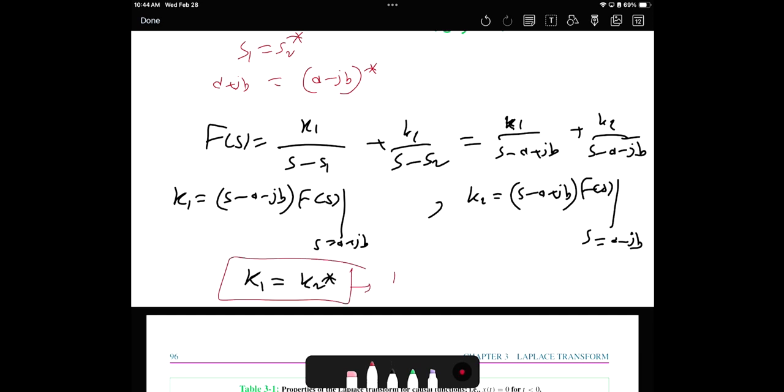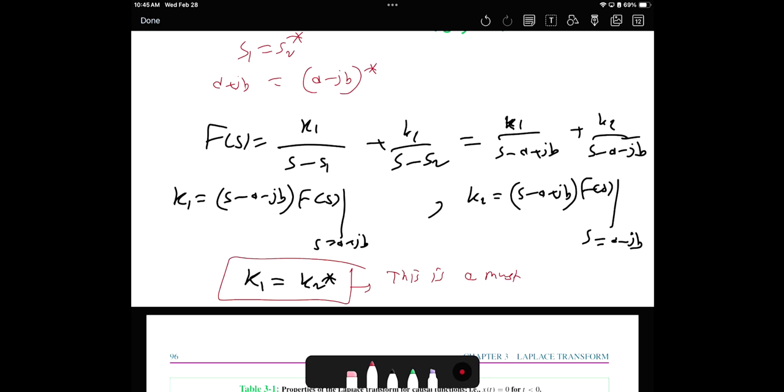This is a must. When you do your answer, you can check it: is K1 the same as K2 conjugate? If yes, then that's correct. In other words, you don't need to calculate K2. You can calculate K1 and say K2 will be K1 conjugate. So you can calculate one constant and find the others from its conjugate.